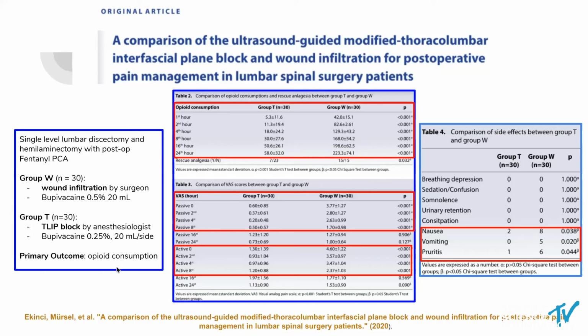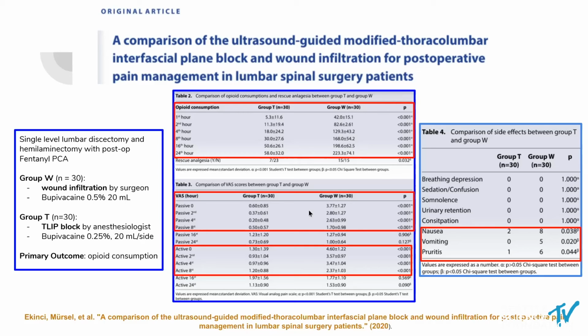And the primary outcome they were looking at was opiate consumption. And so if you look at the group that received the Tlip block, at every measured time point in the first 24 hours, that group required significantly less opiate than did the group that was receiving wound infiltration.